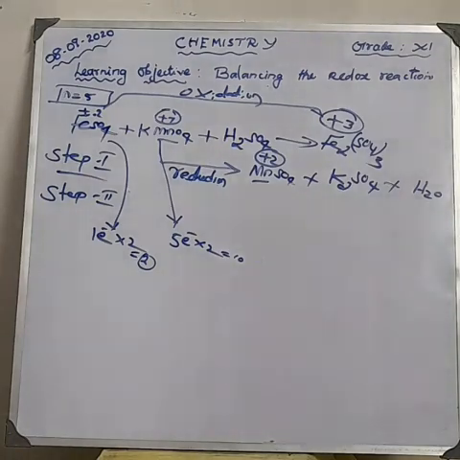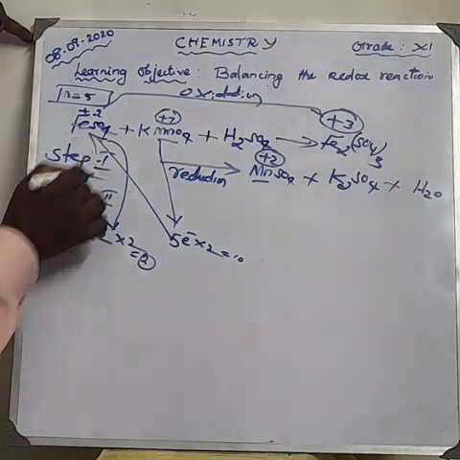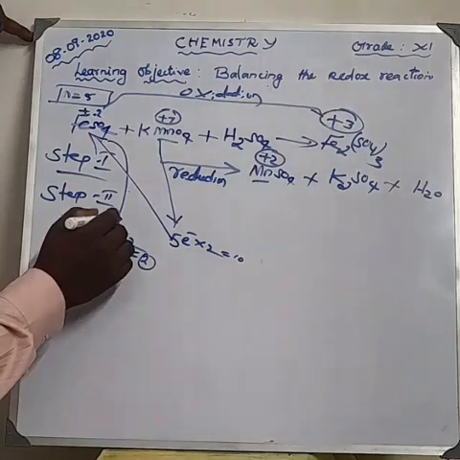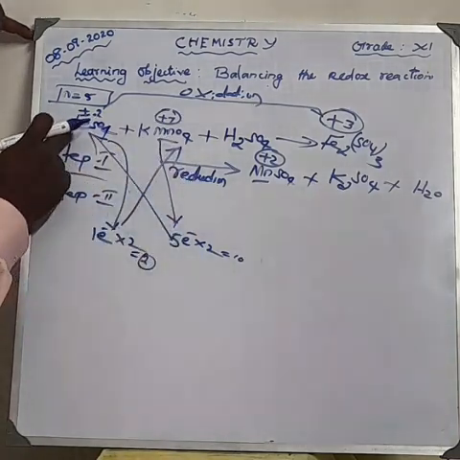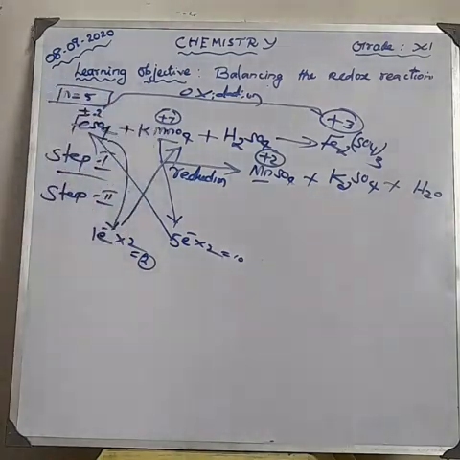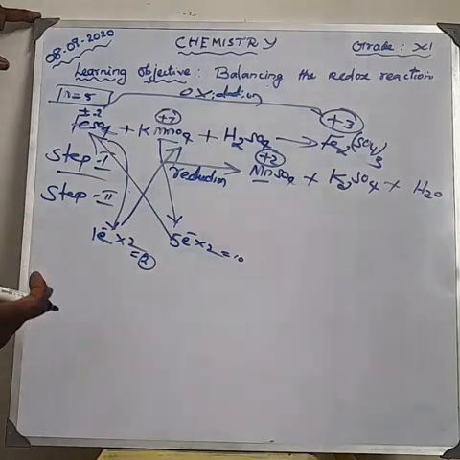Here we have cross multiplication, not ordinary multiplication. That is 10 into ferrous sulfate and 2 into KMnO4. Clear? 10 into ferrous sulfate and 2 into KMnO4. That's the equation. After finishing step 2, here we are going to multiplication.